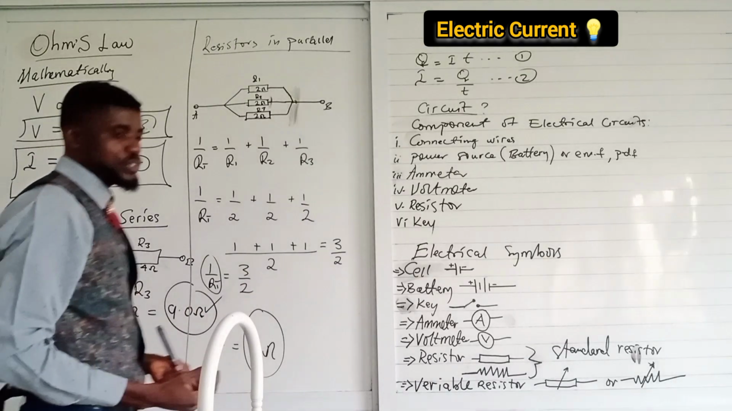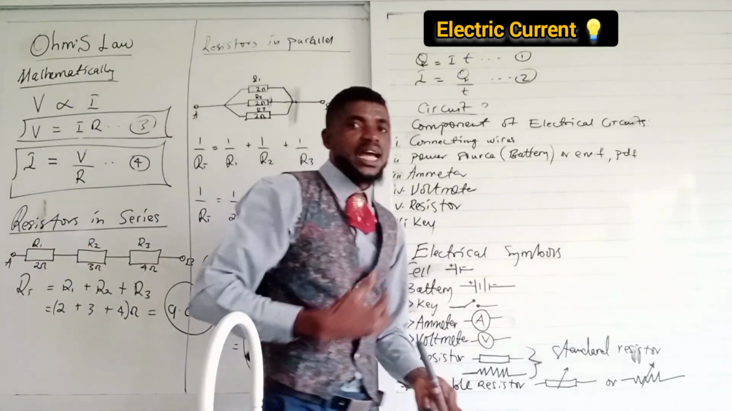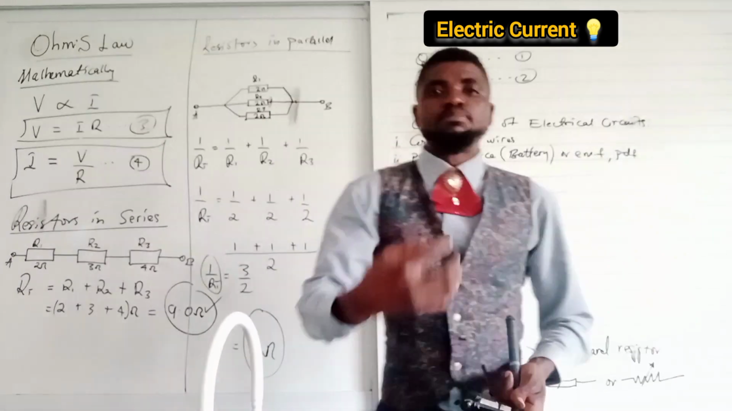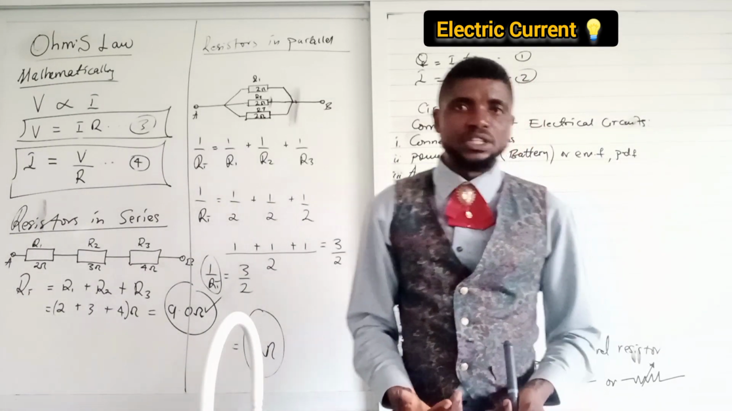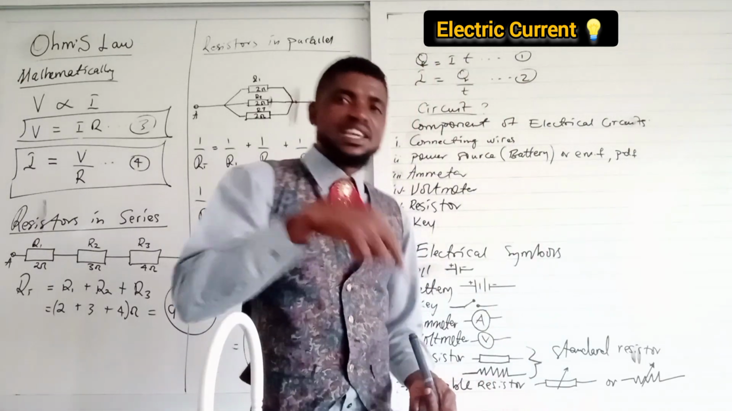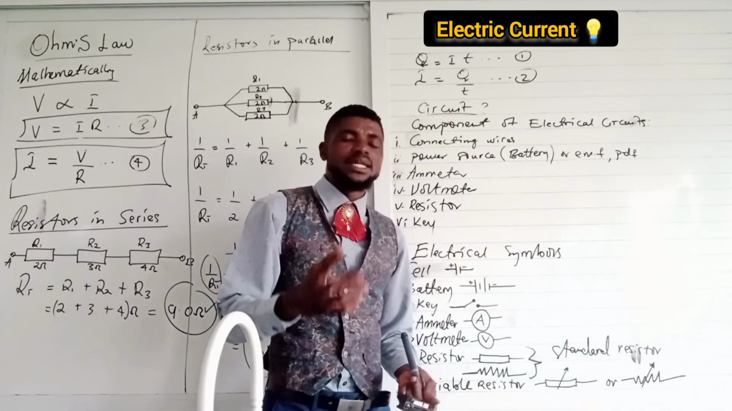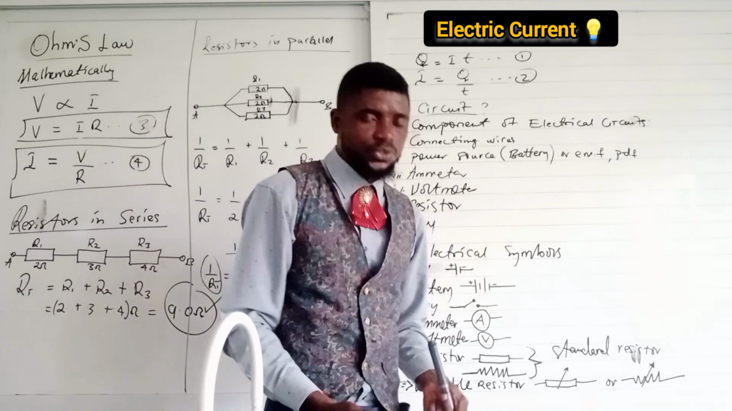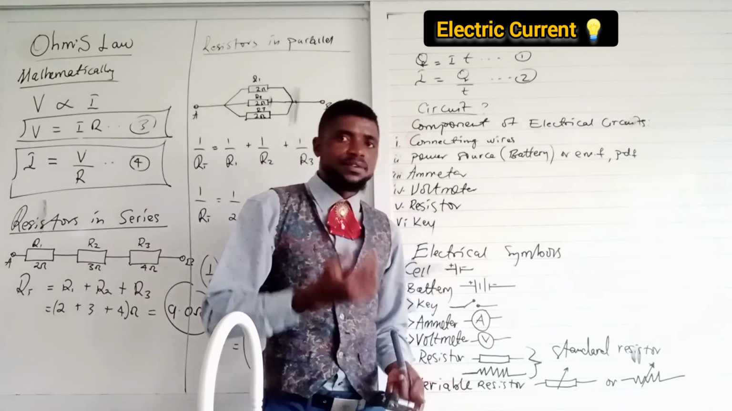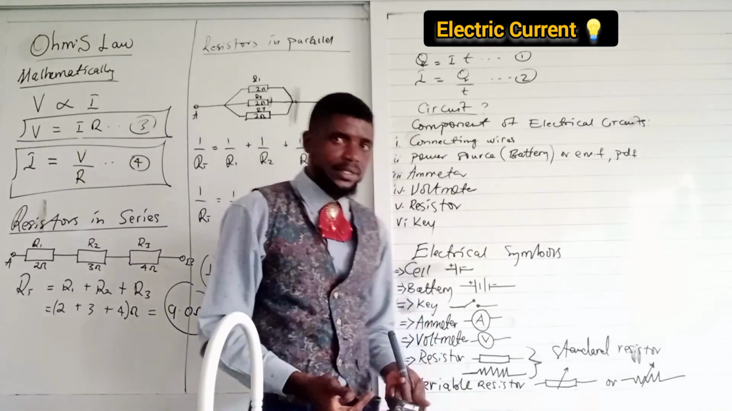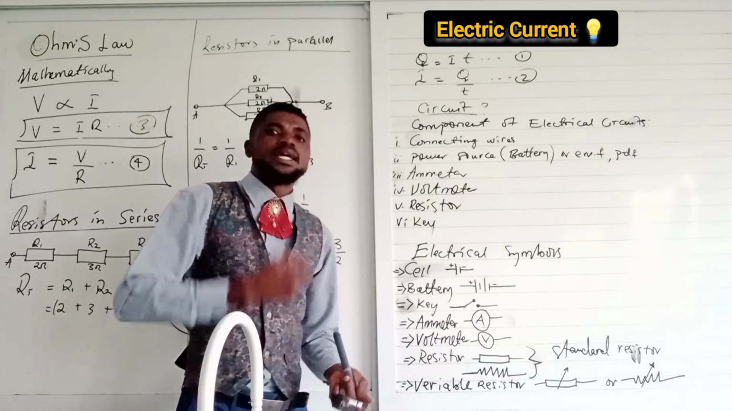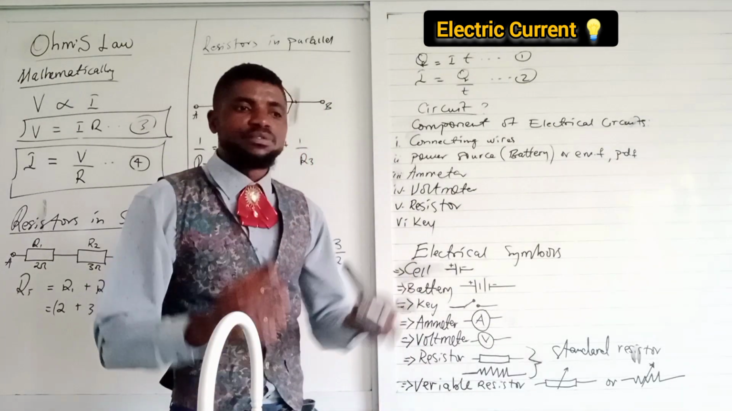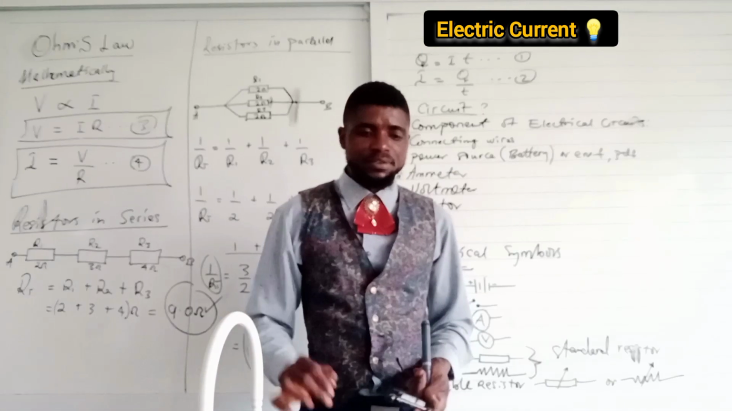So when resistors are in series, their effect is more felt in the circuit. So if you want to reduce the effects of resistors in an electrical circuit, you have to connect the resistors in parallel. If you want to increase the effect of resistance in an electrical circuit, you have to connect the resistors in series.